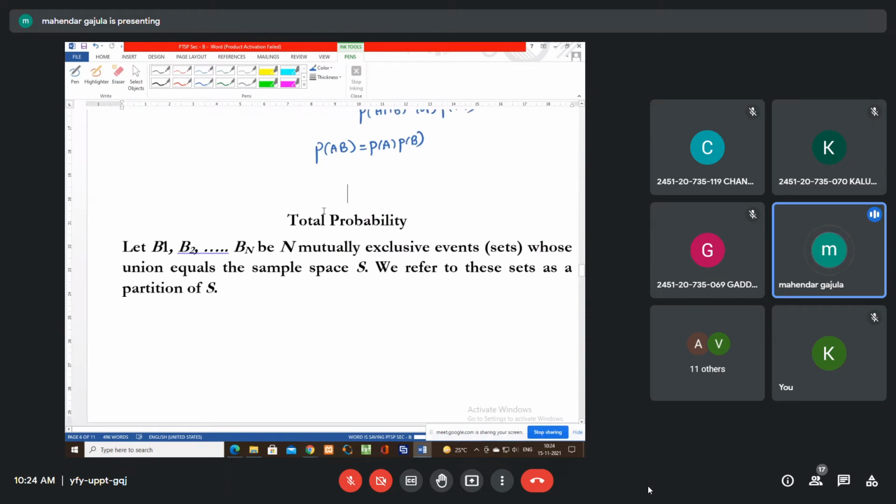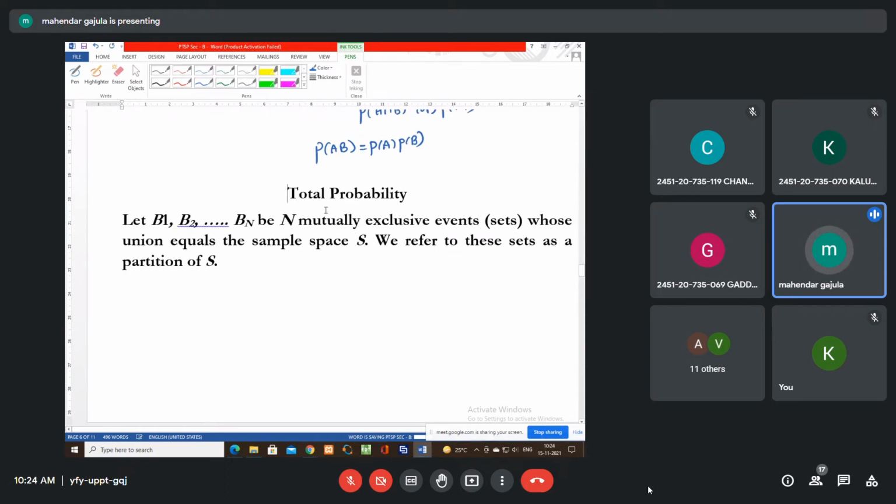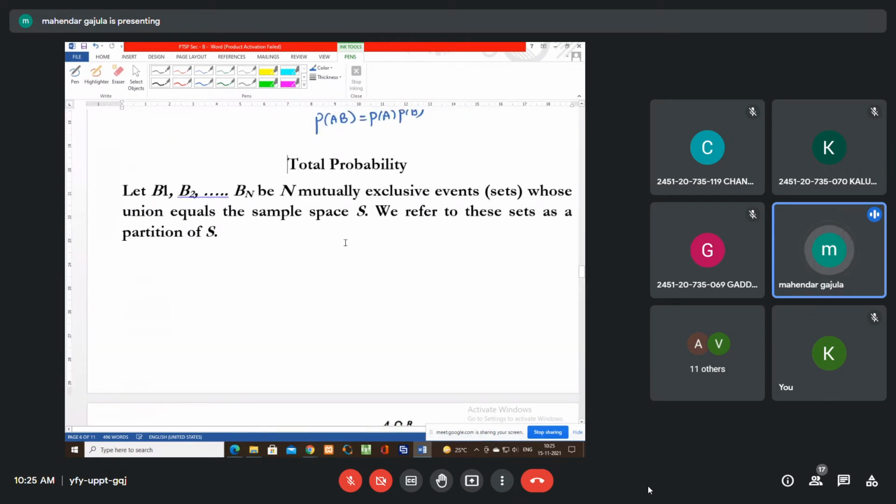Fine. Now let us go to total probability. This is very, very important in communication or in any field. If you go to VLSI, signal processing, image processing, machine learning or artificial intelligence, in any application, this total probability and Bayes theorem are very, very important. Where do we use this total probability?